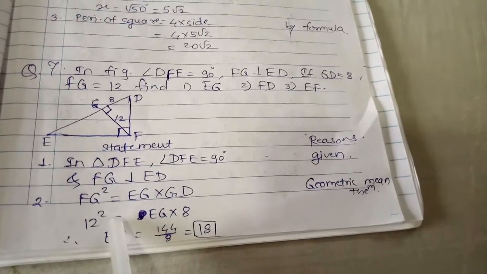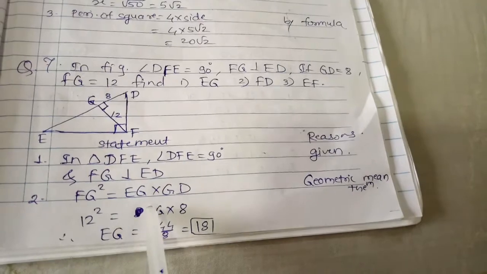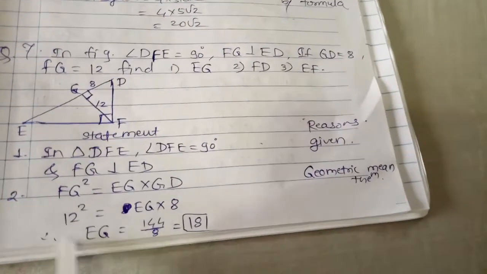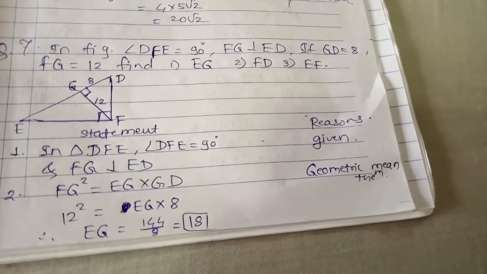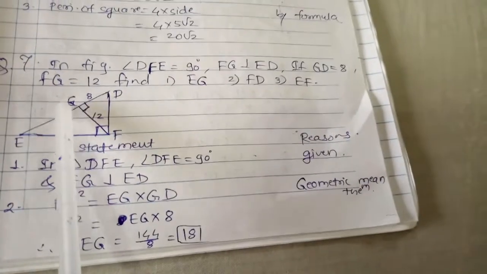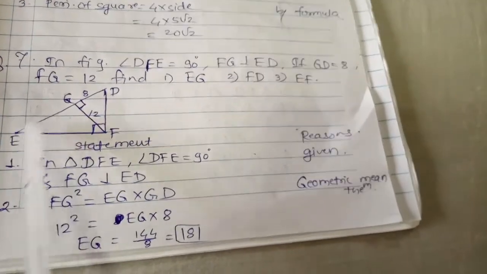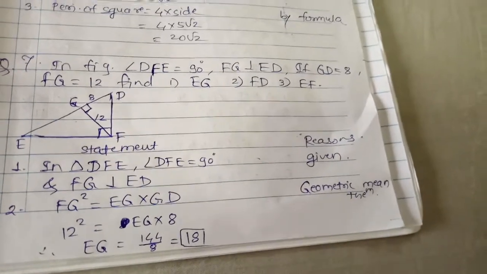Now we have to just put down the values. We are given FG is 12, EG as it is, and GD you are given is 8, and so we get EG is equal to 18. So this part is 18, and now we can easily find out the DE. DE is 18 plus 8, that is 26. It's not the requirement of the example, we just calculate it orally.